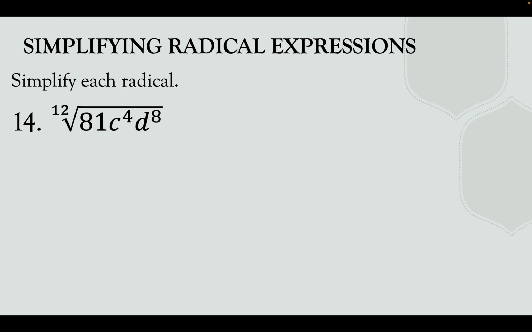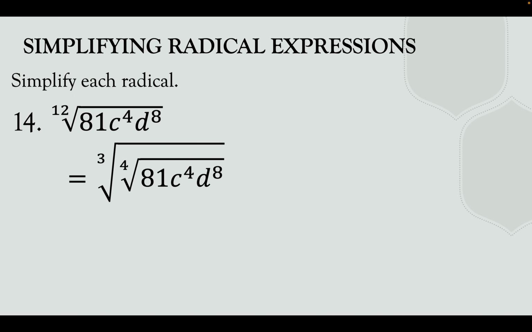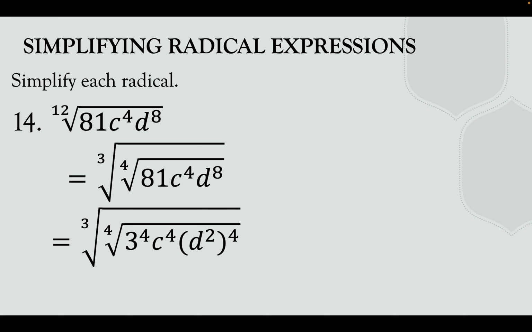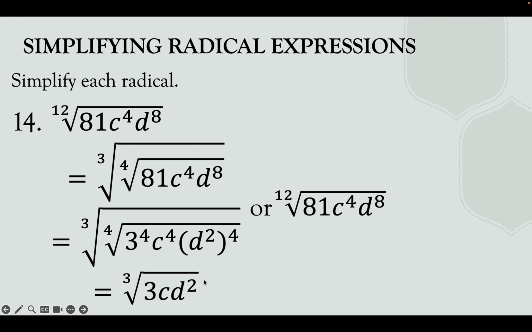Next, last example, we have the 12th root of 81 c raised to 4 d raised to 8. So we can reduce the index here. We have the cube root of the fourth root of 81 c raised to 4 d raised to 8. And then we need to factor the radicand here. Cube root of the fourth root of 3 raised to 4, c raised to 4, d raised to 2 raised to 4. Simplify the fourth root here. So we have here the cube root of 3 c d squared.